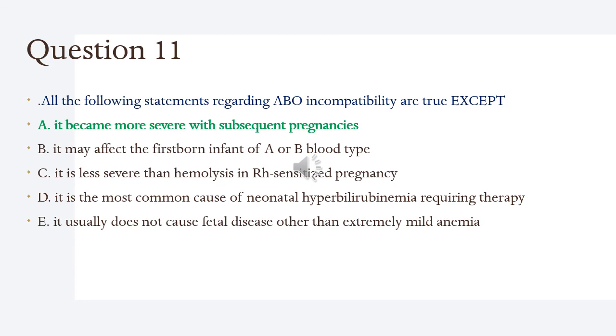So the answer to question 11 is A. All of the following are true except A, which says it becomes more severe with subsequent pregnancy, which is wrong. That is characteristic of Rh incompatibility.